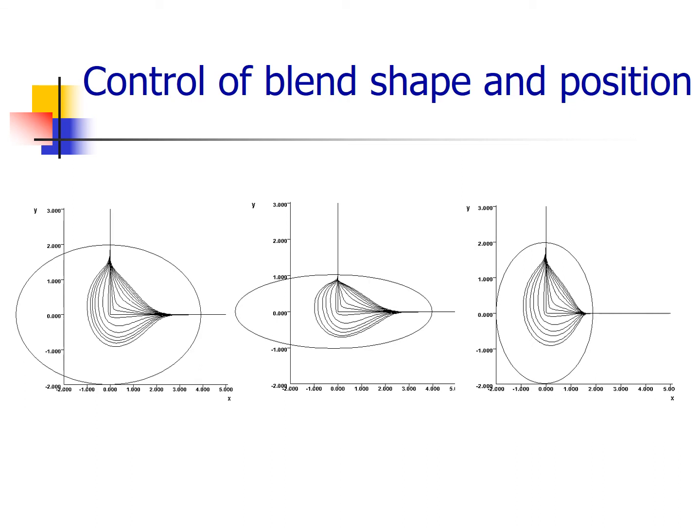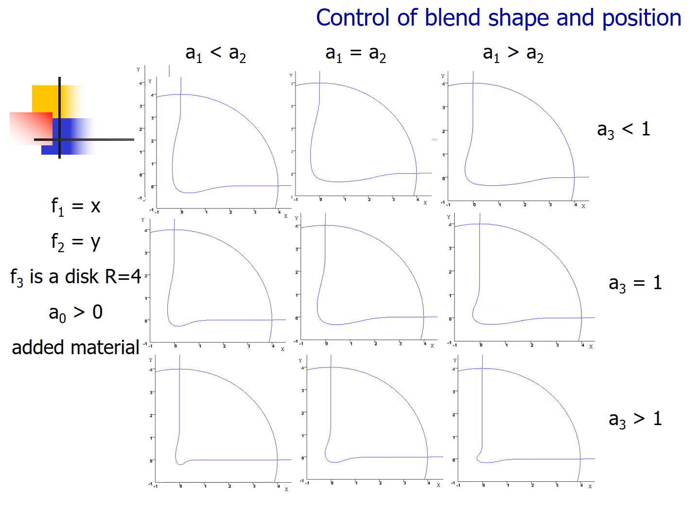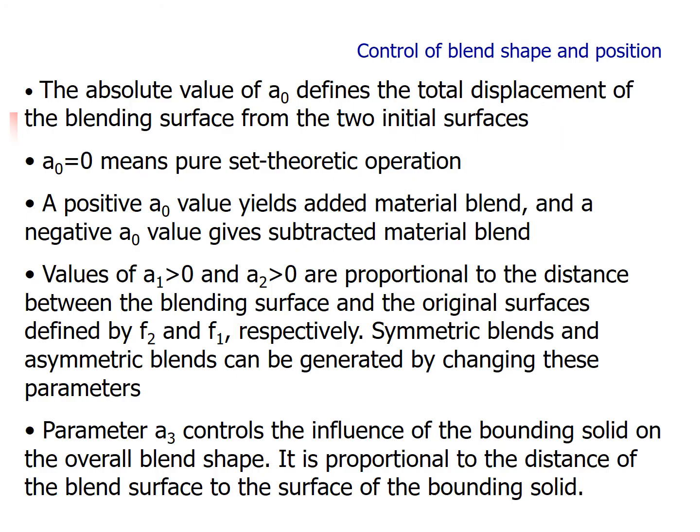The shape and position of the blend is controlled by its parameters and by the position and shape of the bounding solid. On this slide you can see the influence of the parameters on the resulting form. The absolute value of A0 defines the total displacement of the blending surface from the two initial surfaces. A0 equals 0 means pure set theoretic operation. A positive A0 value yields added material blend, and a negative A0 value gives subtracted material blend.